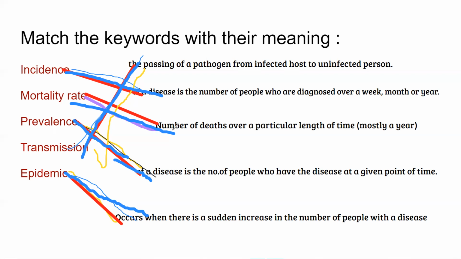Okay. All right, so we can see answers already on the screen. Most of you say that incidence of a disease is the number of people who are diagnosed with the disease over a period of a certain amount of time, a week, month, or year. That is absolutely correct. And mortality rate means the number of deaths in a place over a particular length of time. Mostly mortality rate is calculated over a period of years.